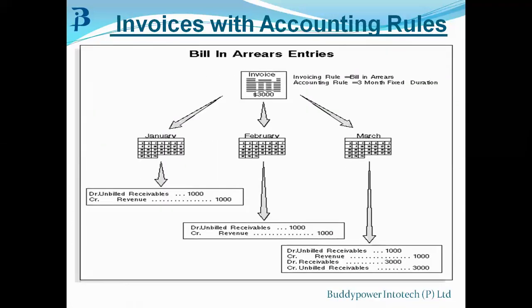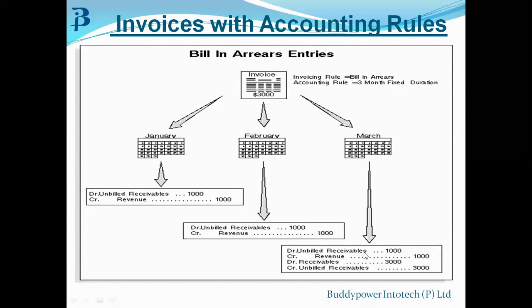So this is the bills in arrears example. Here you use the bills in arrears rule if you want to record the receivables at the end of the revenue recognition schedule. You can see the invoicing rule is bill in arrears and accounting rule is 3-month fixed duration, right? So here in the example, again, an invoice of $3,000 is raised for a 3-month contract, and the accounting entries are passed like this. In January, the unbilled receivable debit is $1,000 and the revenue credit is $1,000, right? Then in February, the unbilled receivable is debit $1,000 and the revenue credit is $1,000.